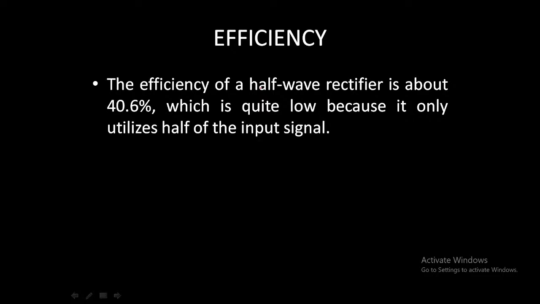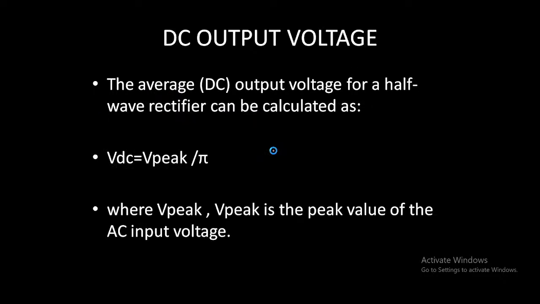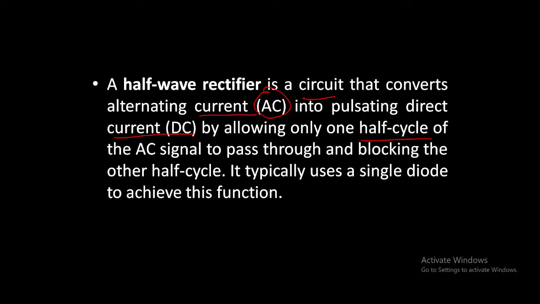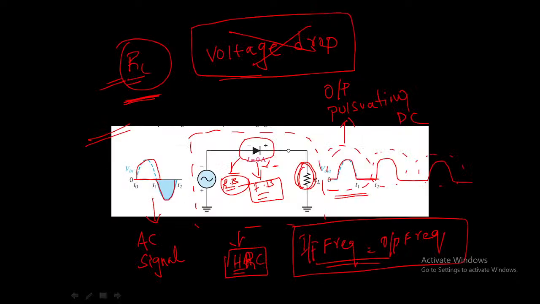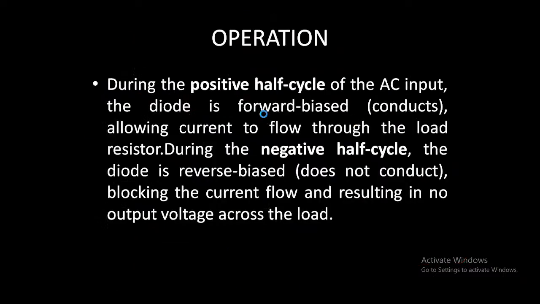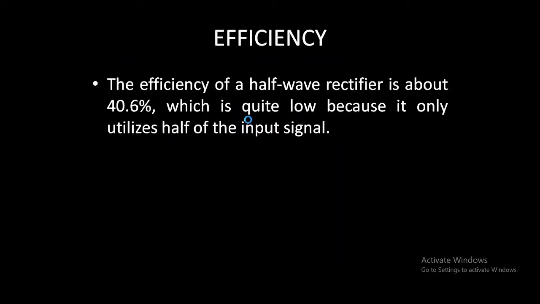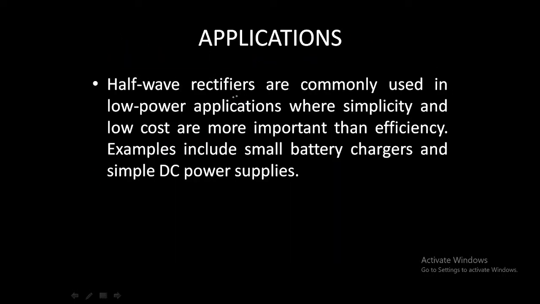Coming to the efficiency of the half wave rectifier, it is only 40.6%, which is quite low because it only utilizes half of the input signal. If you observe the input signal, only the positive edges are being used and the negative edges are being trimmed off. The diode works only for the positive half cycles and is off for the negative half cycles. That's why the efficiency is very low, equal to 40.6%.